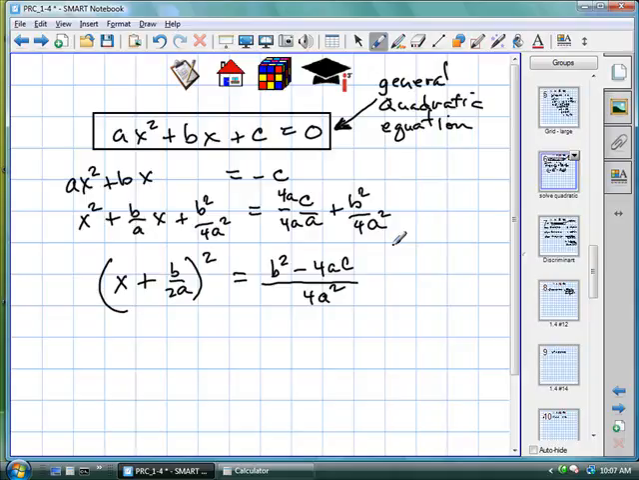What's the next step in completing the square? Take both square roots. All right, so this will become x plus b over 2a. And I know what the square root of the bottom is here, so let's do that. But the square root of the top, I don't, so let's just write it like this. Okay, and then I'm almost there. How do I solve for x? Got to subtract that b over 2a from both sides.